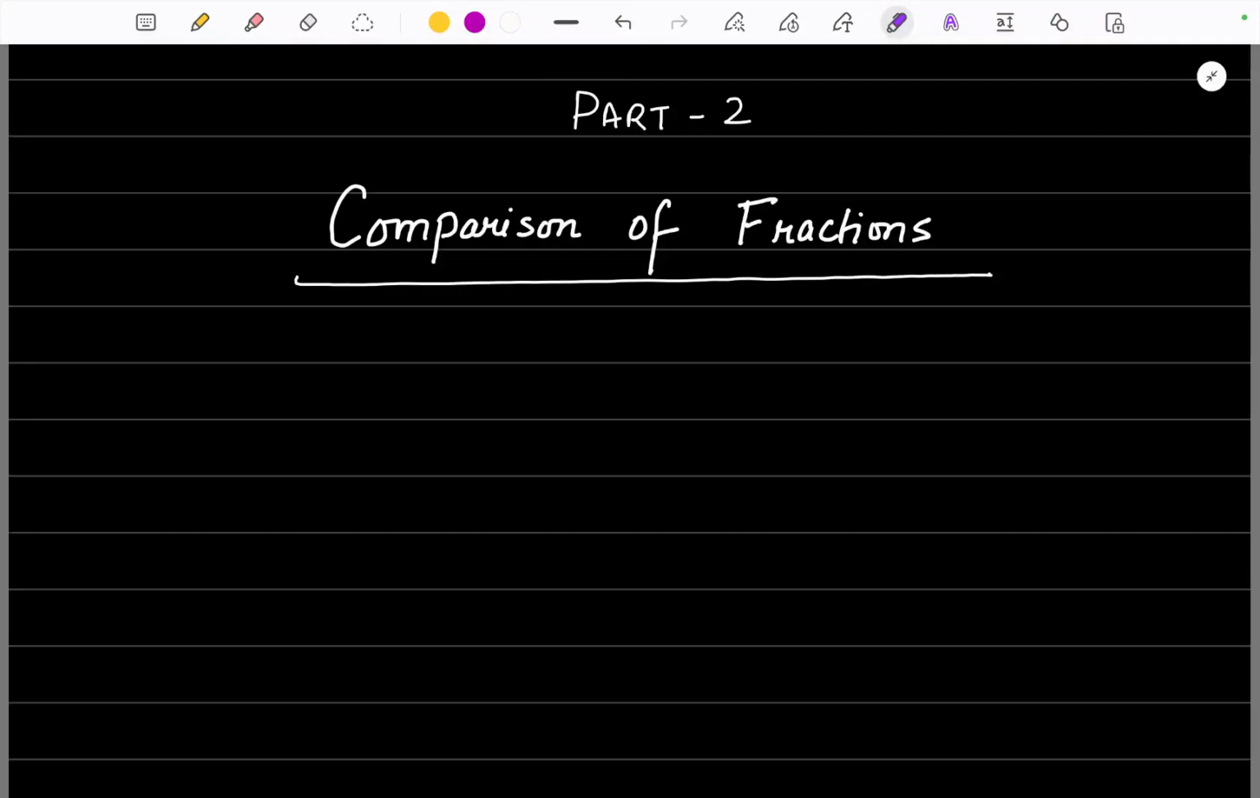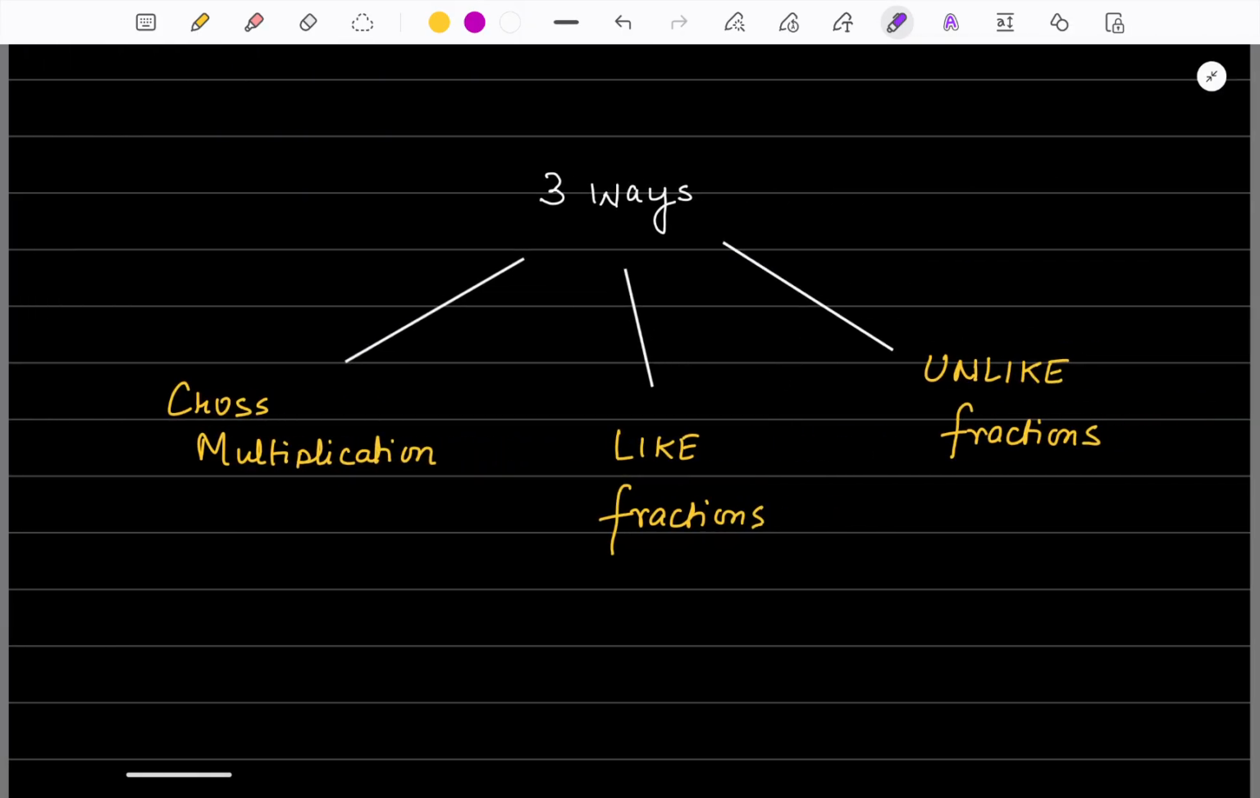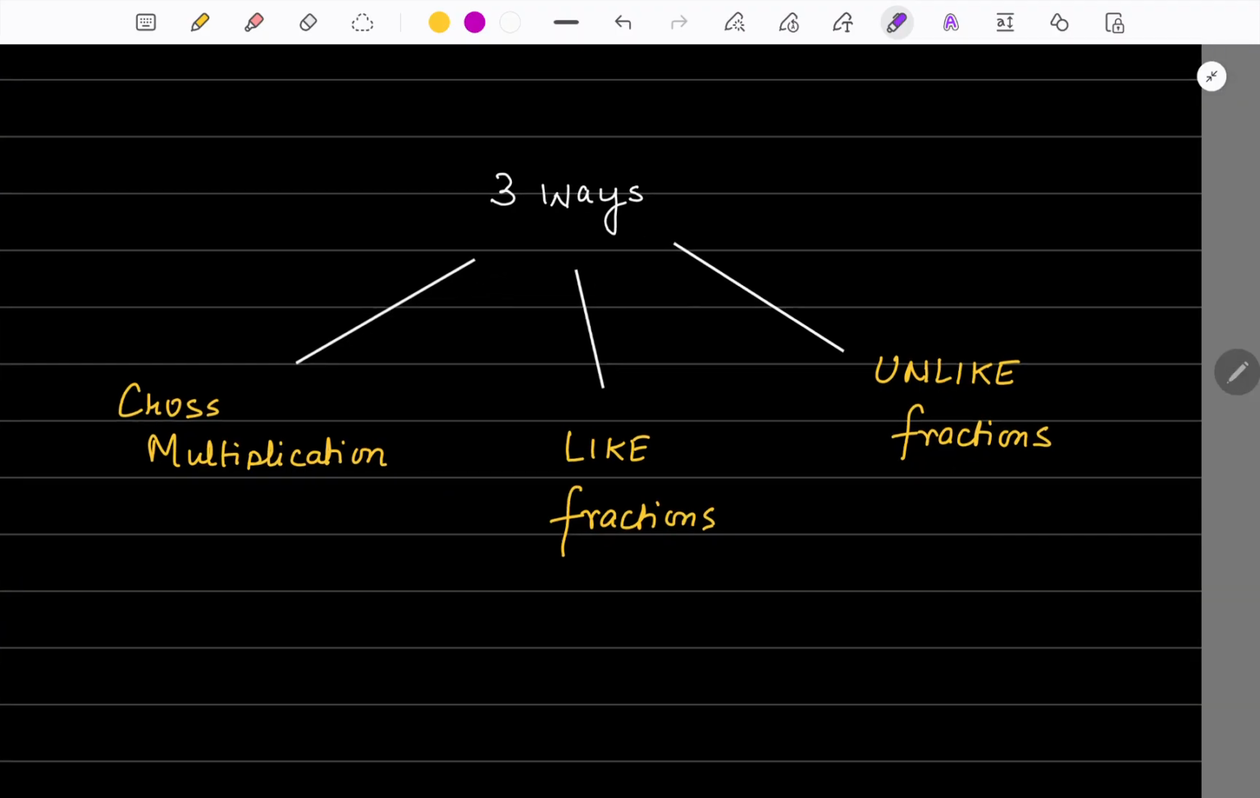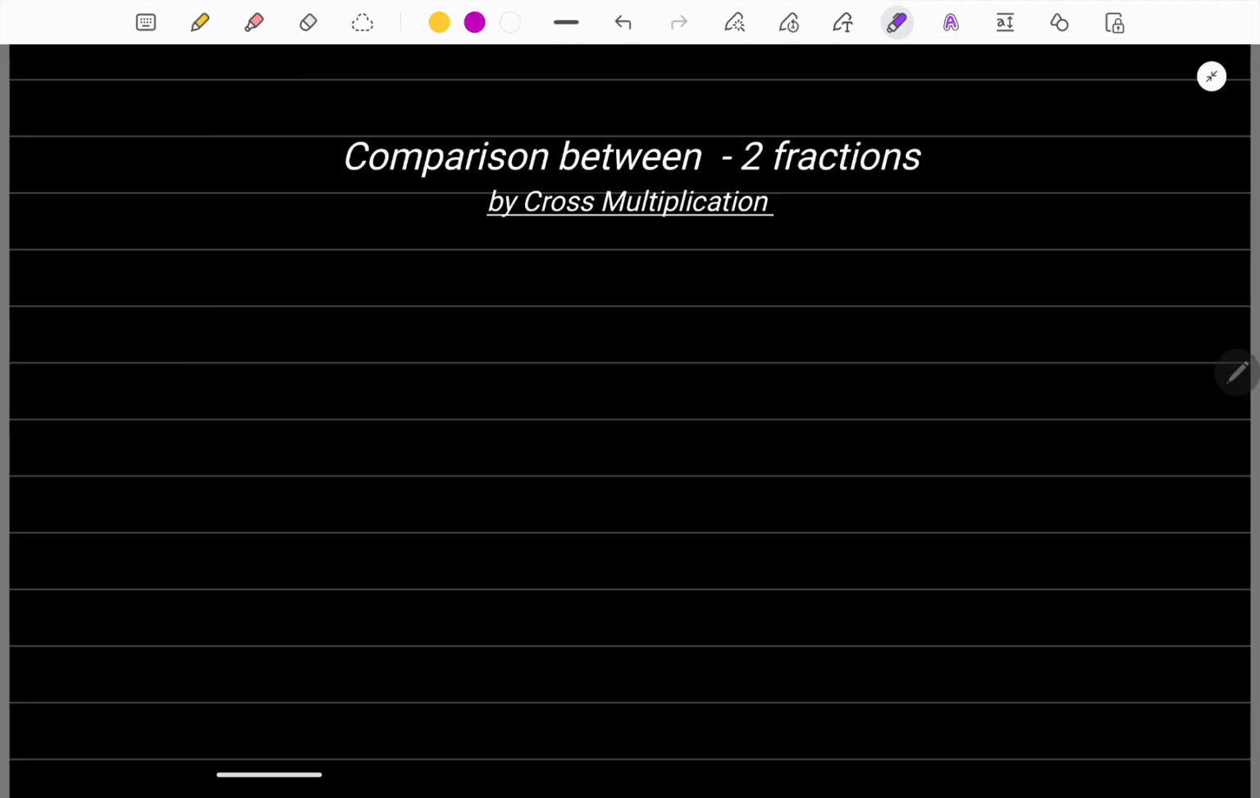In this session, let us learn how to compare fractions. We can compare fractions in three ways. The first method is cross multiplication, which is used in cases where we are comparing only two fractions. The second method is for comparison of like fractions, and the third method is for comparison of unlike fractions. So we start by understanding the method of cross multiplication that is used for comparison of only two fractions.